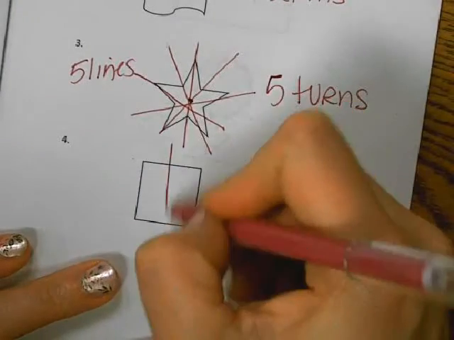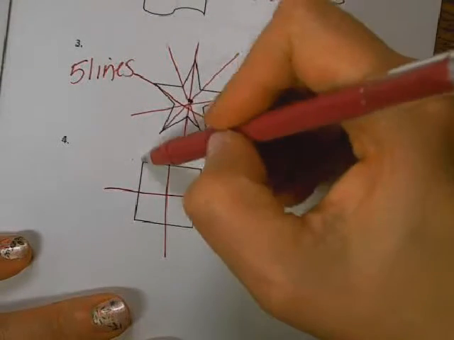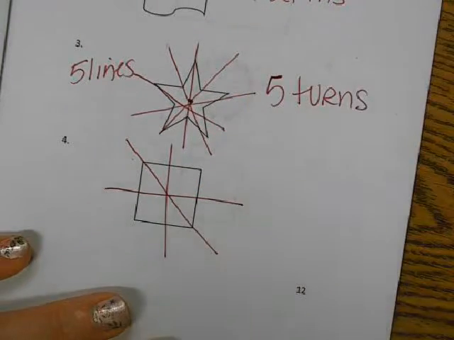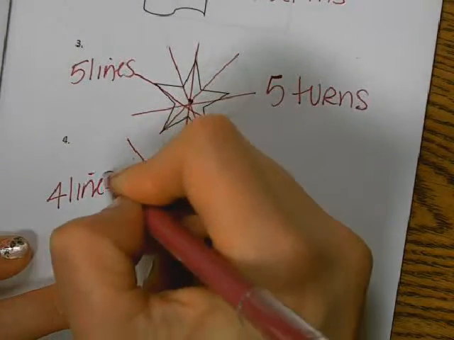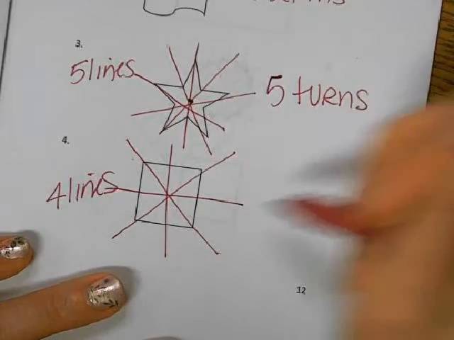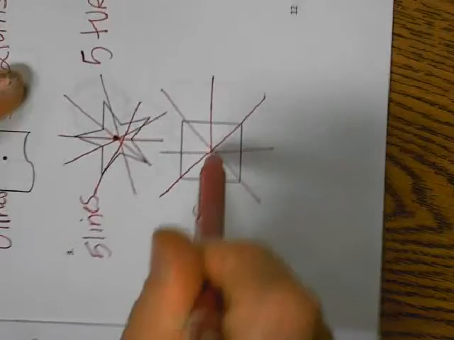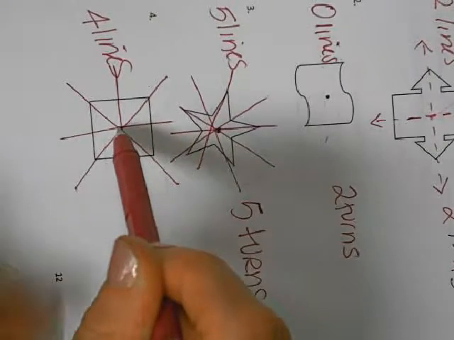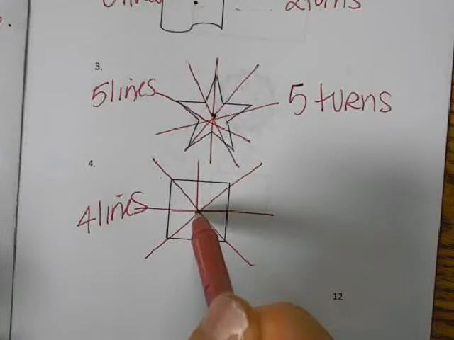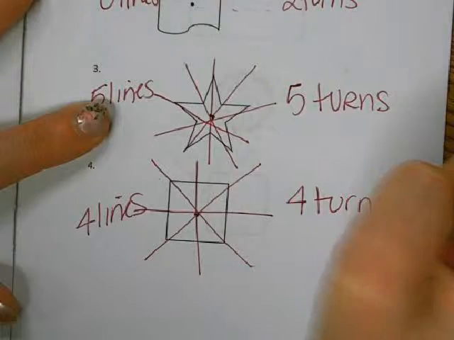Number 4, I have 2 lines of symmetry. I also can divide it in half here and here. So this has 4 lines. And if I rotated it with this in the center, I have 1, 2, 3, and then one more would be 4, where it looks like the original. So 4 turns to get back to the original.